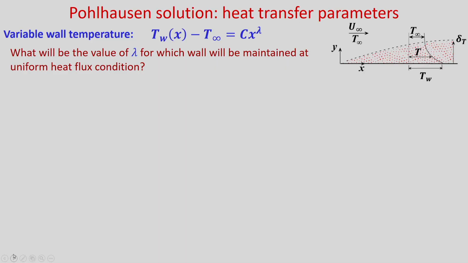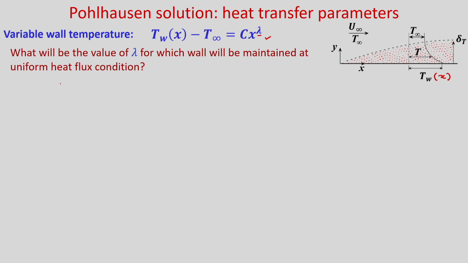Now, when you consider variable wall temperature, can you find the value of lambda for which the wall will be maintained at constant heat flux condition? So, this is your variable wall temperature, T w is a function of x. What will be the value of lambda for which the wall will be maintained at uniform heat flux condition? So, we have to find the value of lambda.